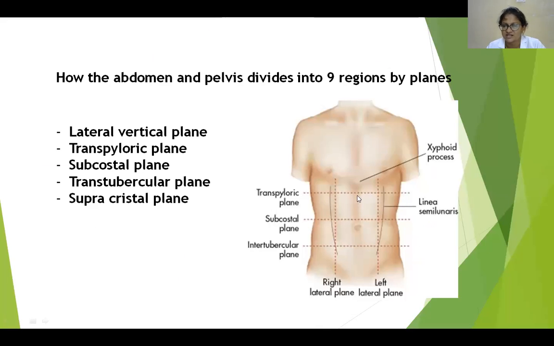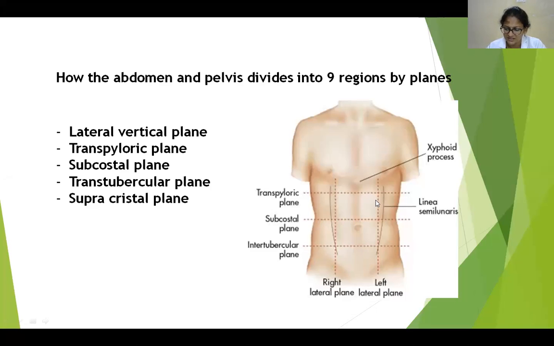The transpyloric plane lies at the level of L1, the subcostal plane at the level of L3, and the intertubercular plane at the level of L5. Next, the supracristal plane. The supracristal plane is the line joining the highest points of the iliac crest. This lies at the level of the upper border of the L4 vertebra, the fourth lumbar vertebra.